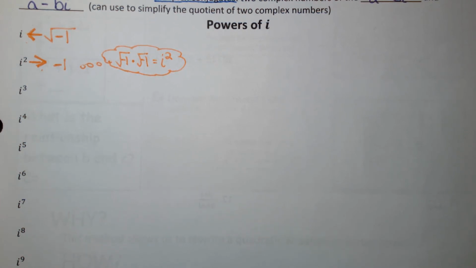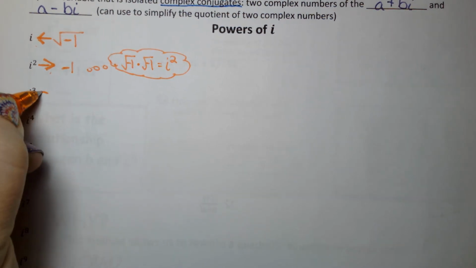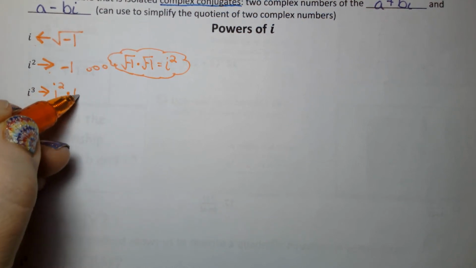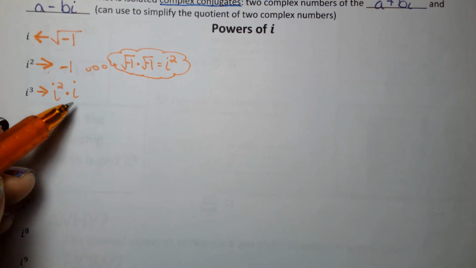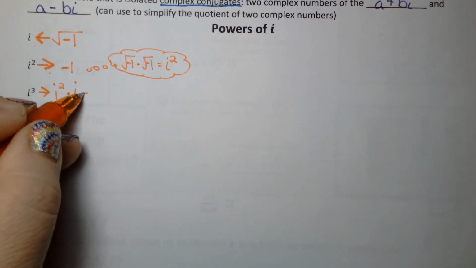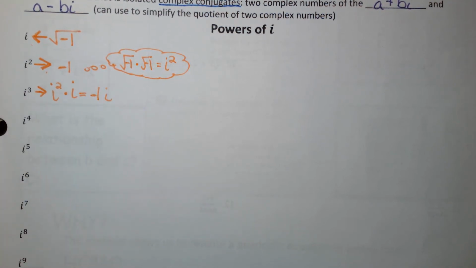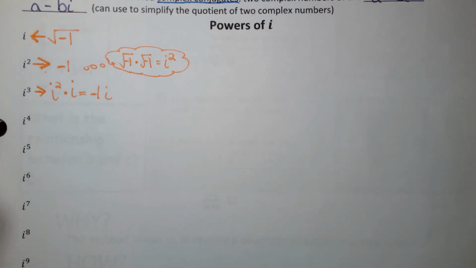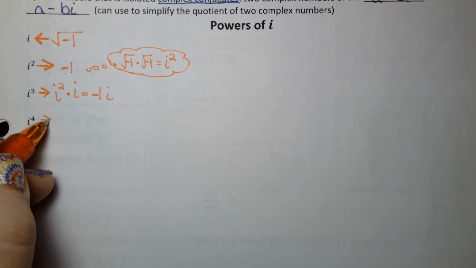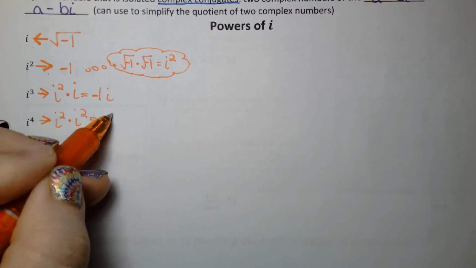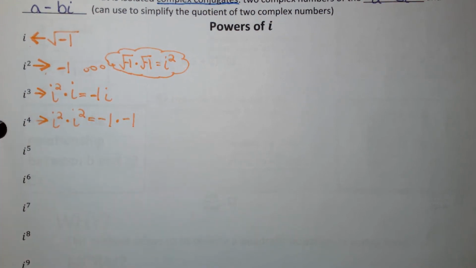i cubed. Why is that negative i? Well, it's negative i because we have i squared and one more i. That would equal i cubed. We know that i squared is negative 1, and I still have an i hanging out here. That's why i cubed is negative i. i to the fourth would be the same thing as having i squared and another i squared. Well, i squared equals negative 1. Another i squared equals negative 1. Negative 1 times negative 1 gives me positive 1.